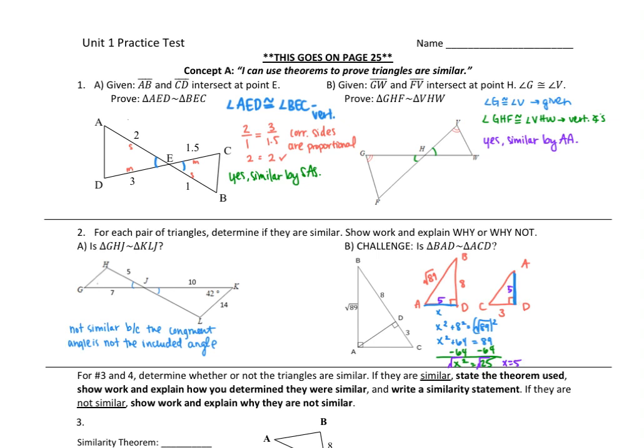So we know that angle D is congruent to angle D because they're both right angles. And then checking my ratios, I'm going to match up my sides. So 5 is the smaller side, so that's going to go with 3. So 5 over 3 has to equal 8 over 5. Well, 5 over 3 is about 1.67, and 8 over 5 is 1.6. Since those are not equal, we would say that these are not similar. And the reason is that the sides are not proportional.